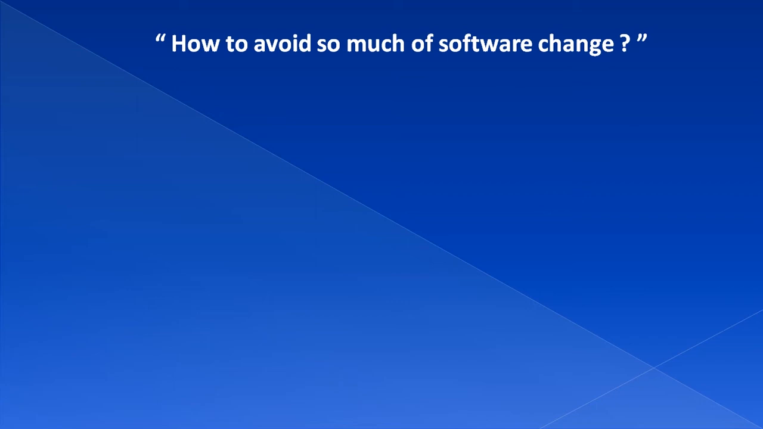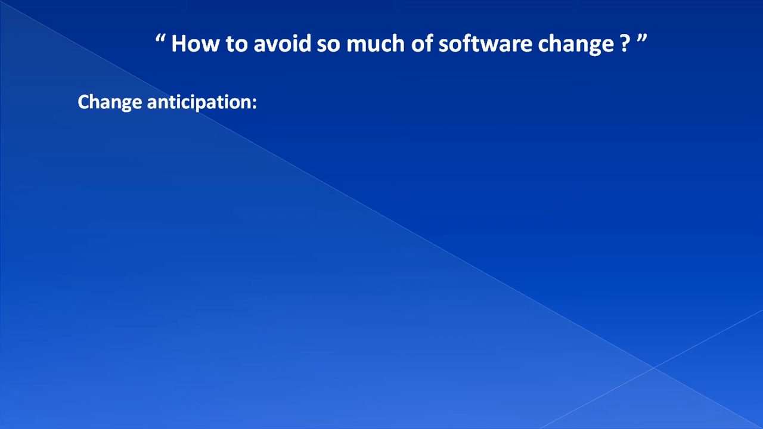So the question is, how to avoid so many software changes, right? Are there any methods or standard ways or practices used by developers to avoid many changes, right? Now there are a few. The first thing in your syllabus is to change the anticipation of the owner, right? Now what do you mean by changing the anticipation, right?